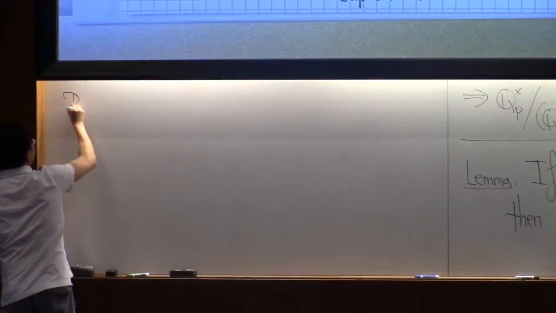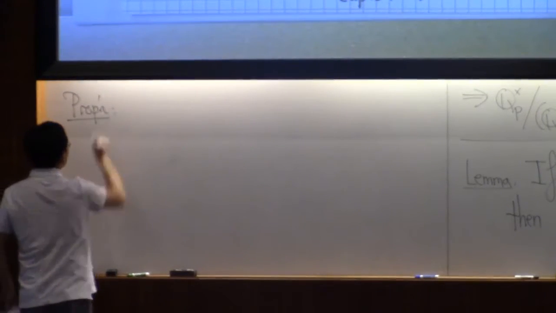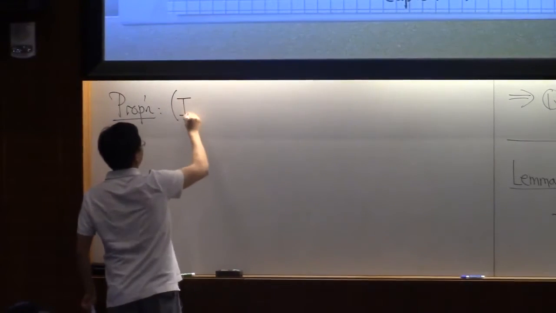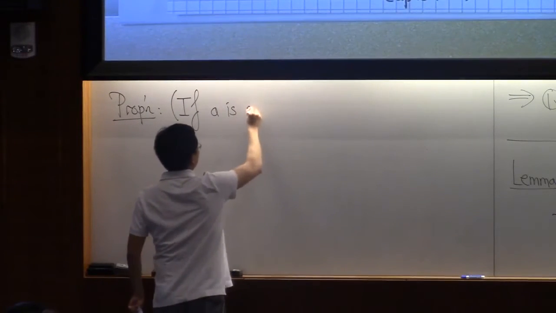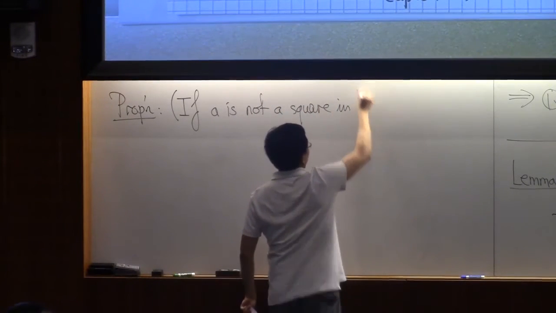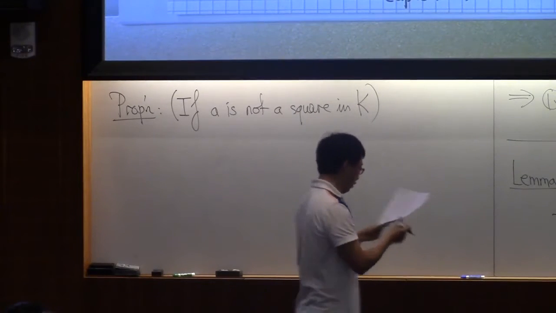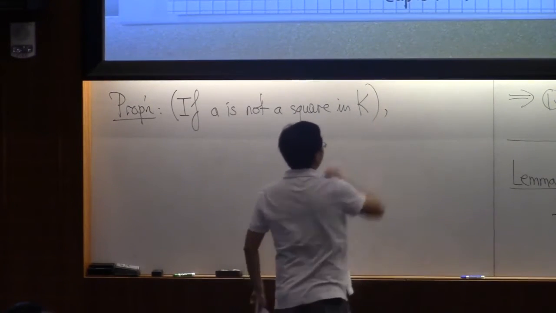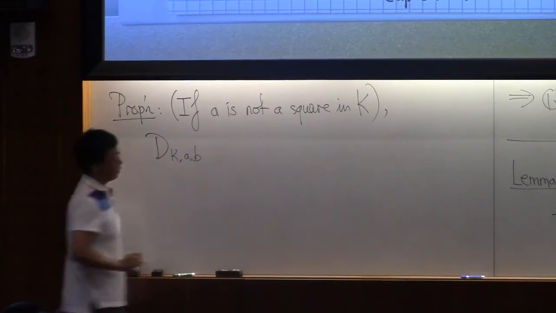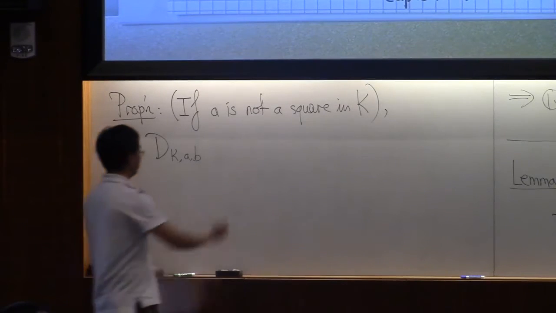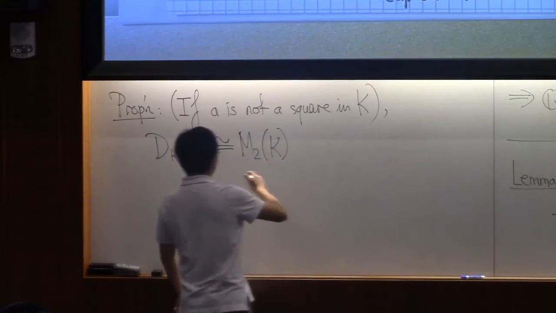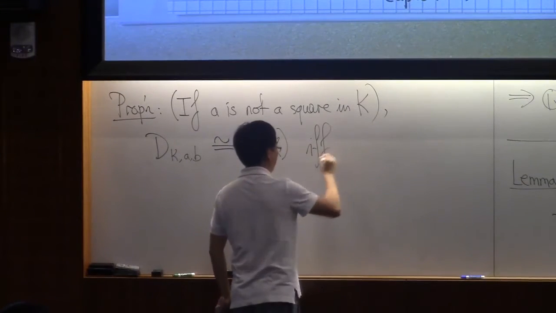Before giving the classification, I want to talk about a long proposition. If A is not a square in K... I mean, when A is a square in K, we know very well that this is the matrix algebra. It's not done yet, of course. Everything's a matrix.